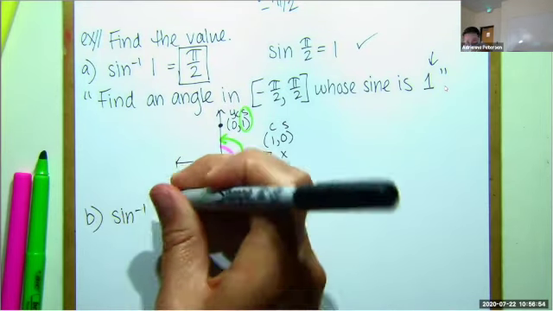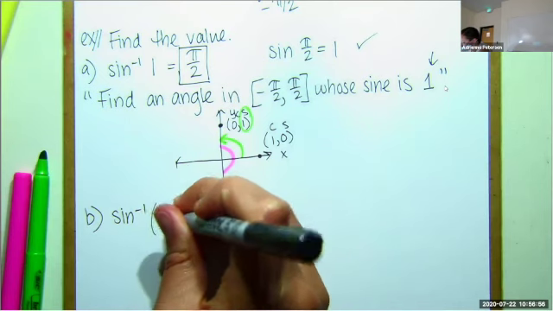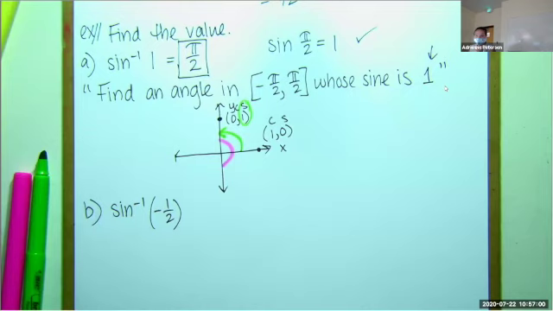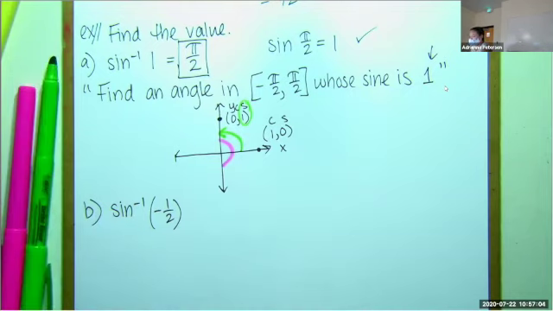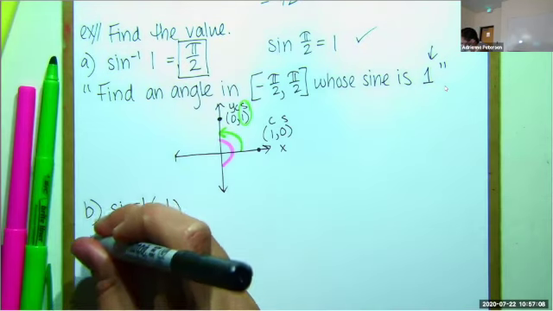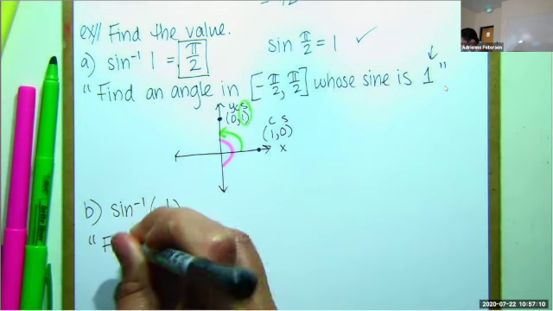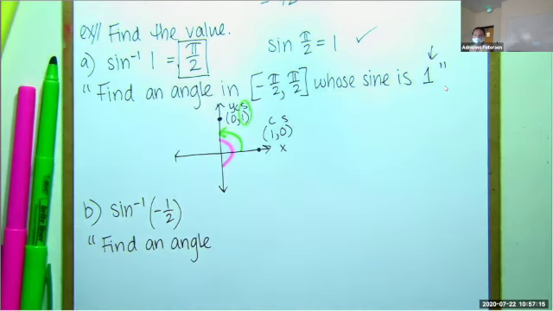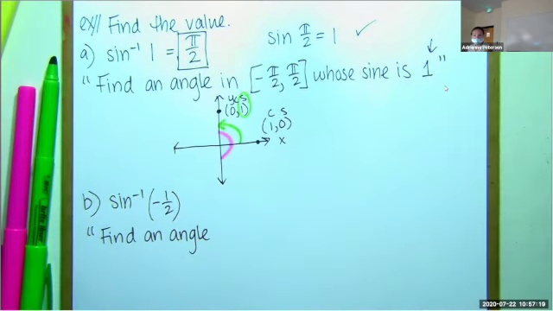Okay, next one, inverse sine of -1/2. Okay, so again, I'll do this the long way for you today. Anytime you see inverse sine, inverse cosine, inverse tangent, the very first thing you should think is I need to find an angle. I need to find an angle.